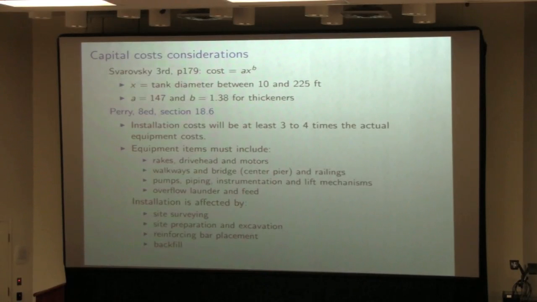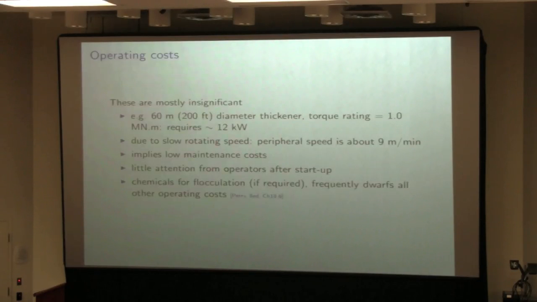But the main thing here is that's just the equipment cost. Your installation cost is going to be at least 3 to 4 times that, due to site surveying, preparation, putting that rebar in, backfill of the soil. So those costs are going to be far more substantial than the tank itself. And then you have to take into account your equipment operation costs, the rakes and motors, that walkway. There's a whole lot of instrumentation on these units to monitor flow rates, pH, and if it's a biological unit, there'll be BOD and other measurements taking place. Some of those are instruments and some are not. And then there's your operation costs that are fairly minor.